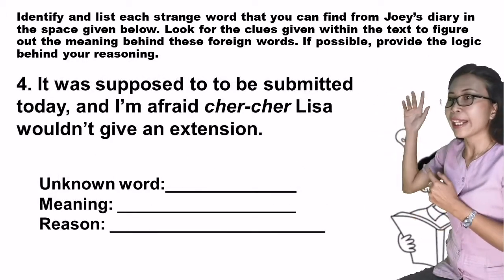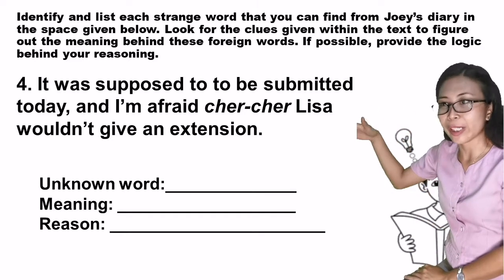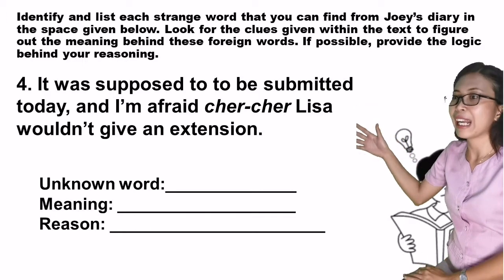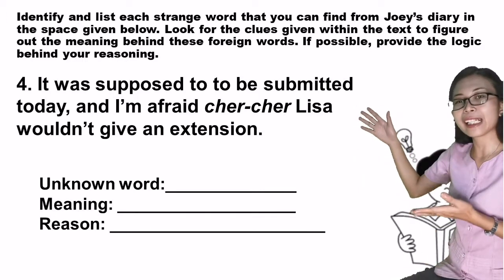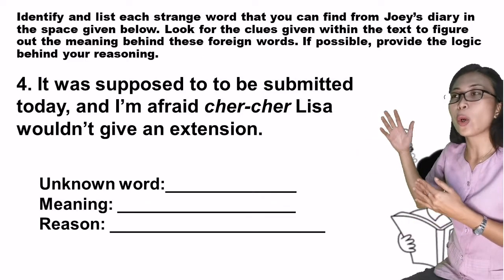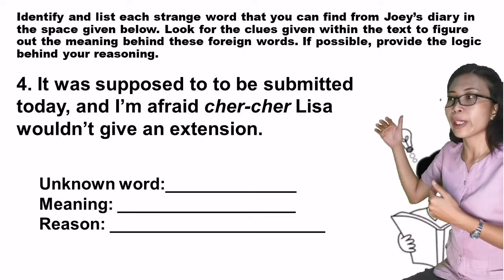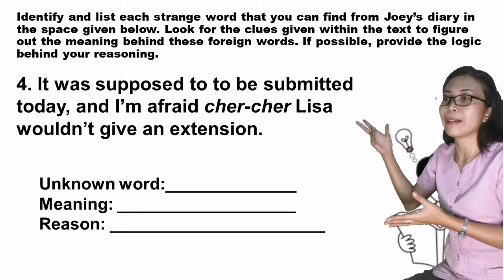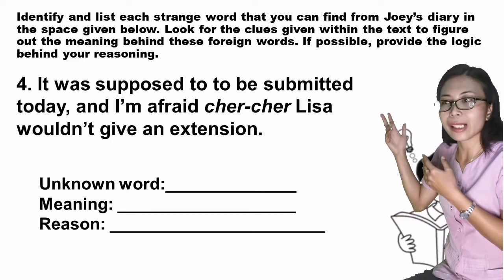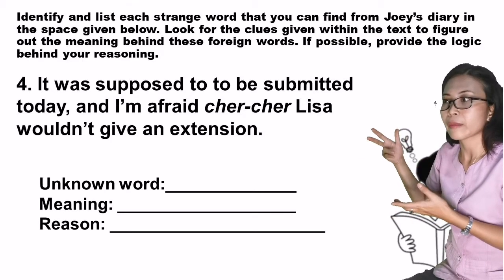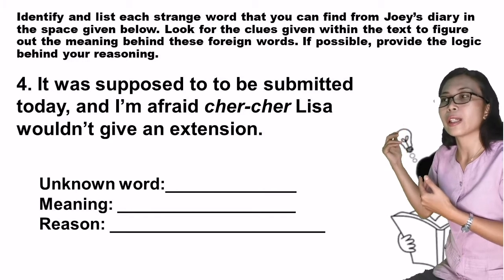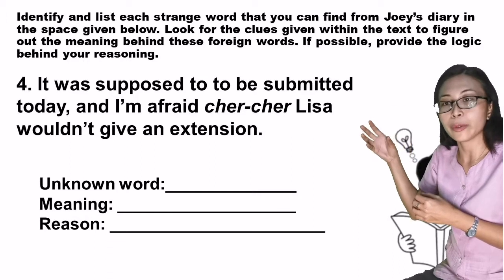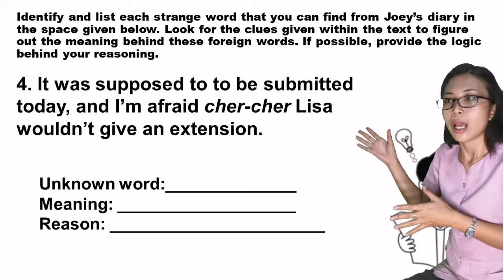Next is group 4. For group 4, it was supposed to be submitted today, and I'm afraid that Cheer Lisa wouldn't give an extension. Because Joey left his homework at home, he felt afraid that Cheer Lisa wouldn't give an extension. Who is that something or someone that wouldn't give an extension? I guess that is not something, but someone who would give an extension.